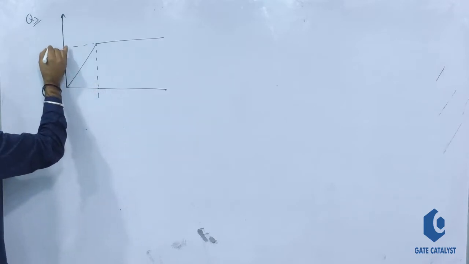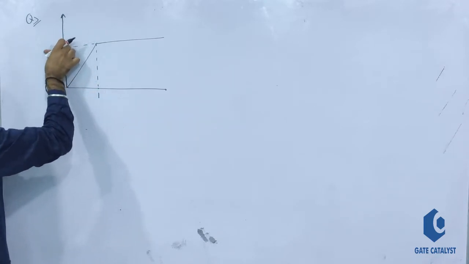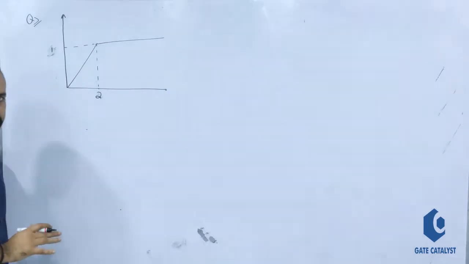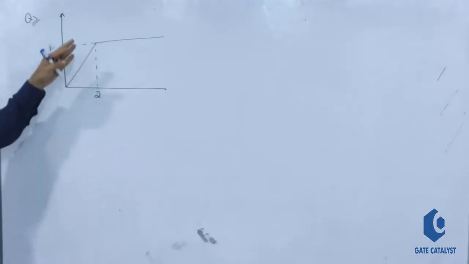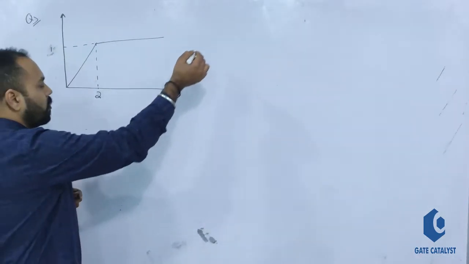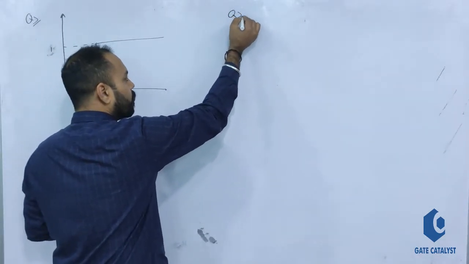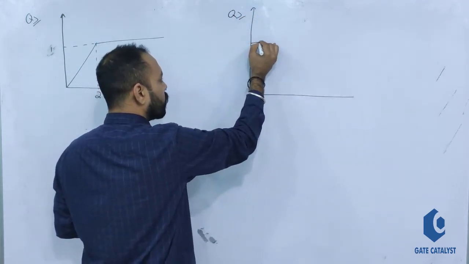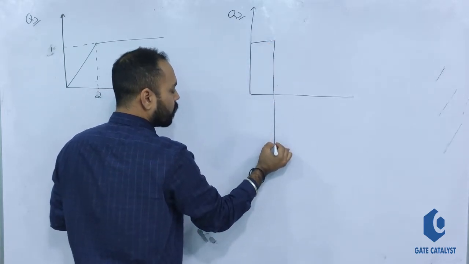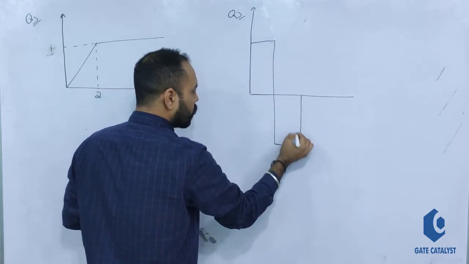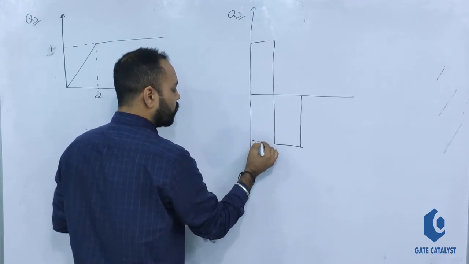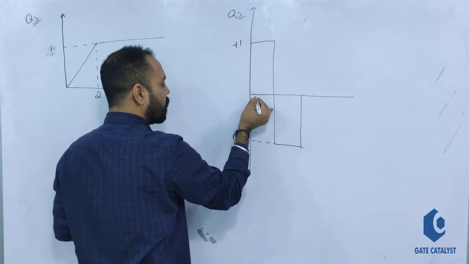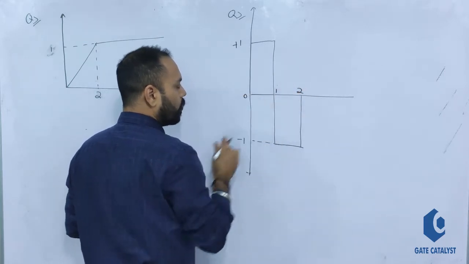This value is 1, this is 2, or let us keep this as 1 and this as 2, and then it goes up to infinity, right? We have to find the Laplace transform of this. Let us take another problem simultaneously. So this value is minus 1, this is plus 1, this is the time axis 0, 1 and 2, right?